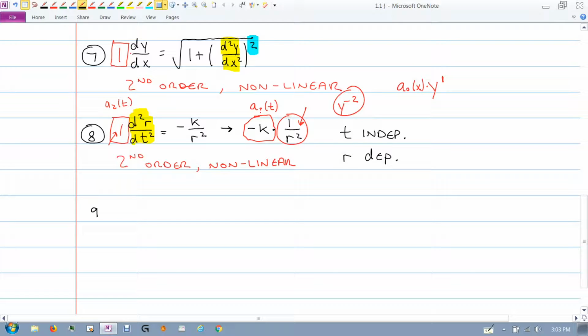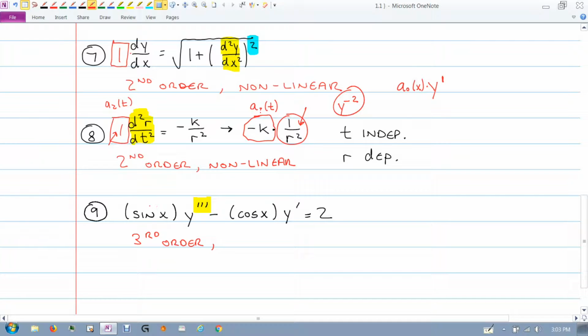Okay, moving along. Number 9. Sine of x times y triple prime minus cosine x times y prime equals 2. All right, the order here, third derivative of y. So the order is third order.